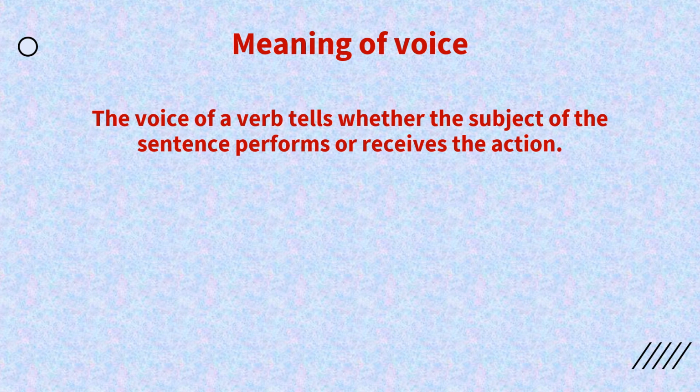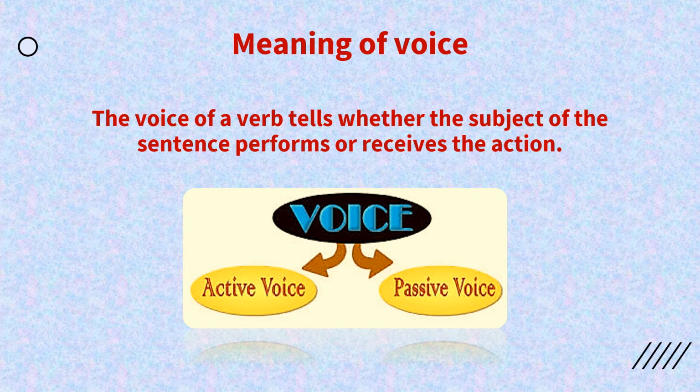What is voice? The voice of a verb or an action word tells us whether the subject of the sentence does or performs the action, or the subject receives the action. So it tells us if the subject performs the action actively or the subject receives the action passively. Now, voice is of two types, the active voice and the passive voice.